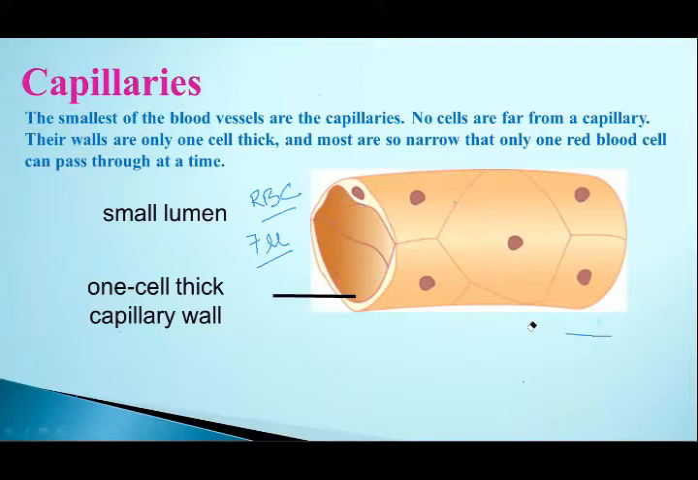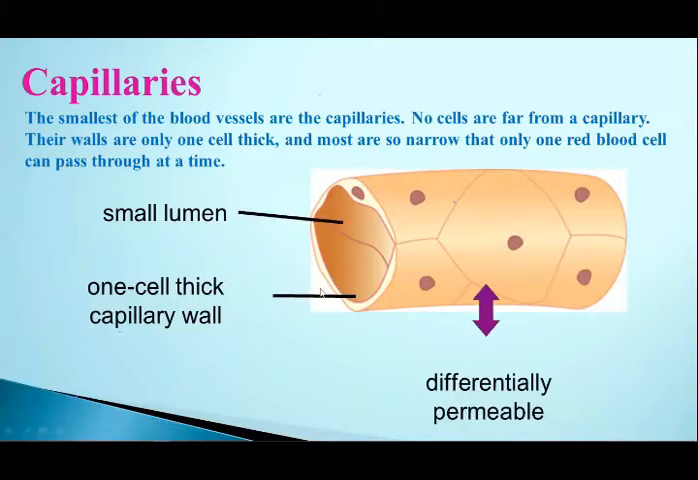So the point that we wanted to establish here is they have a very small lumen, and this lumen allows only one cell to pass at a time. So no cells are far from a capillary. Their walls are just one cell thick, and they are the narrowest type of blood vessels which you can have in your body.